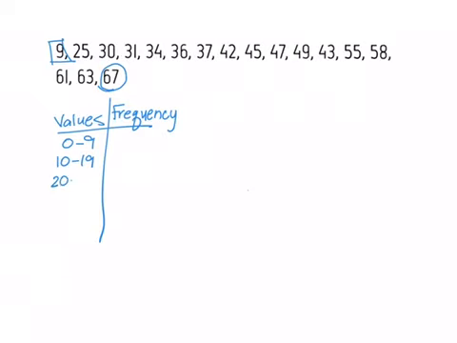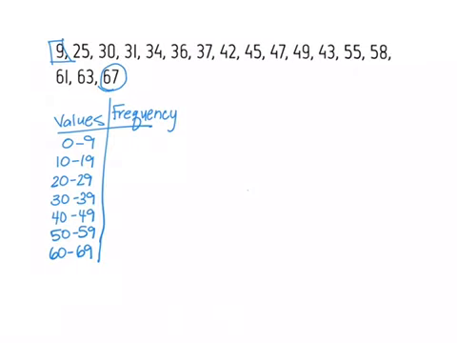Then we have 20 to 29, 30 to 39. And I know when I'm done, when I include a bin that will catch 67. So then I have 40 to 49, 50 to 59, 60 to 69, and that's where I'm going to be able to stop because my maximum value, 67, will fit in that bin. So now I just need to count.